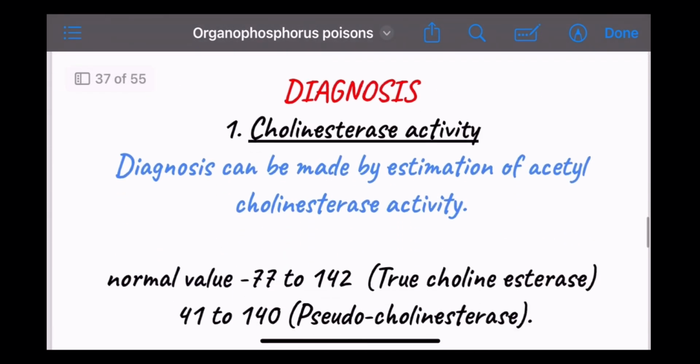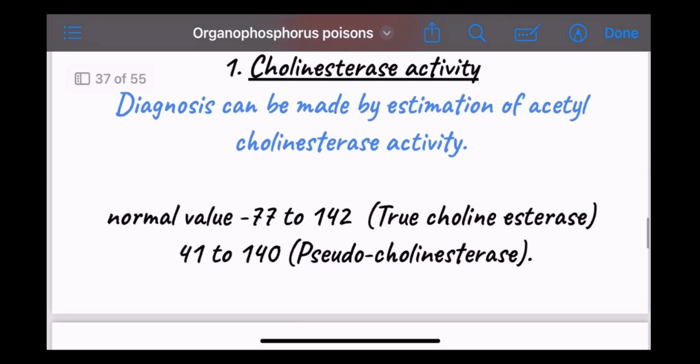Diagnosis, basically now it is important how you're going to diagnose a patient of OPC poisoning. So basically first is cholinesterase activity you have to see. Diagnosis can be made by estimation of acetylcholinesterase activity. Normal value is 77 to 142 of true cholinesterase.